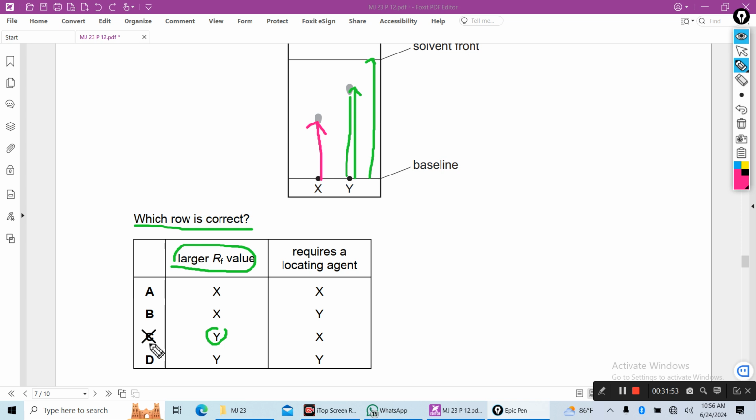So C and D are also right, but why this? You see the second part requires a locating agent, and as X is a group 1 salt solution, it has no color. To make a colorless compound visible, a locating agent is needed. So this for X is the right answer. C is the fully correct answer: larger Rf value and needs a locating agent to identify that salt.